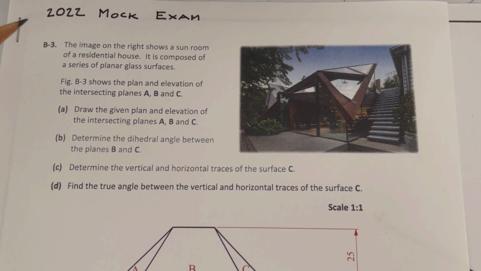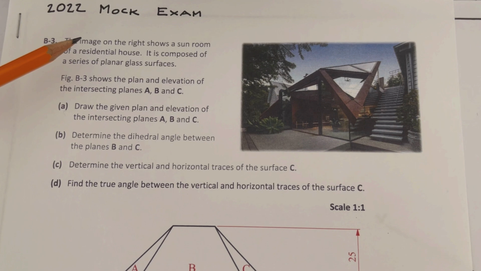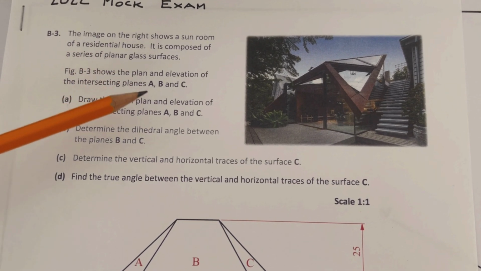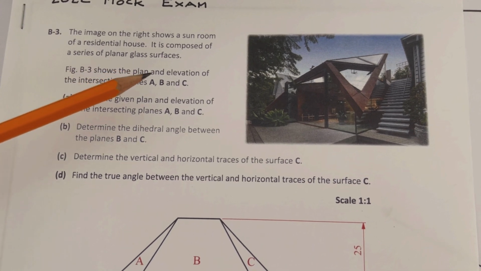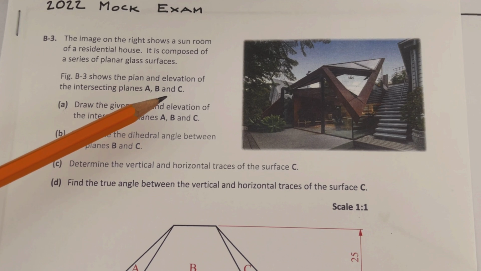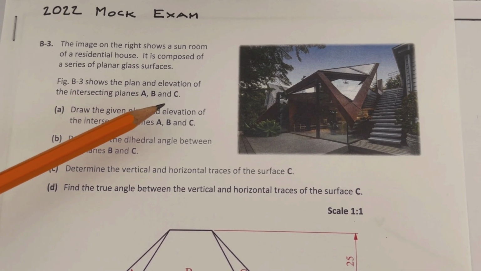So looking at this question that comes from the 2022 mock examination, the image on the right shows a sunroom of a residential house. It is composed of a series of planar glass surfaces. Figure B-3 shows the plan and elevation of the intersecting planes A, B and C.